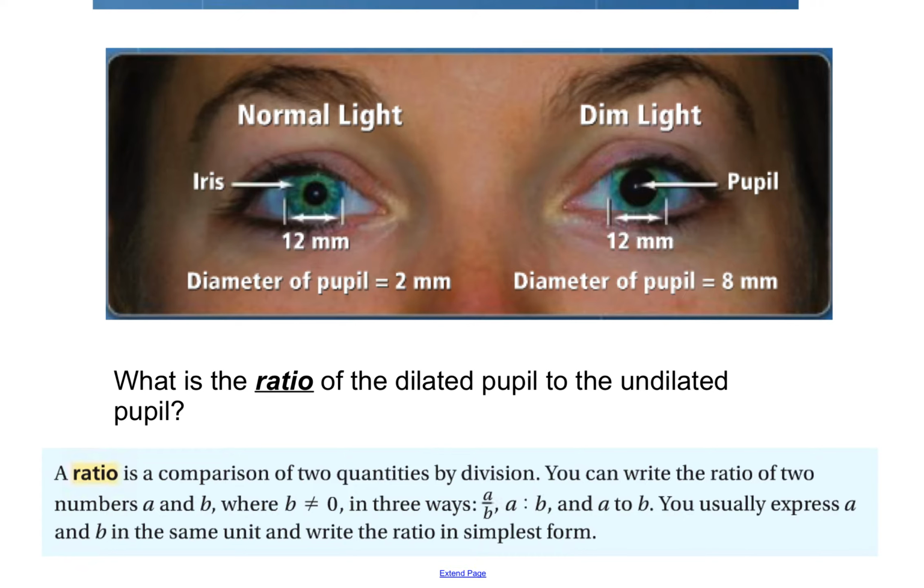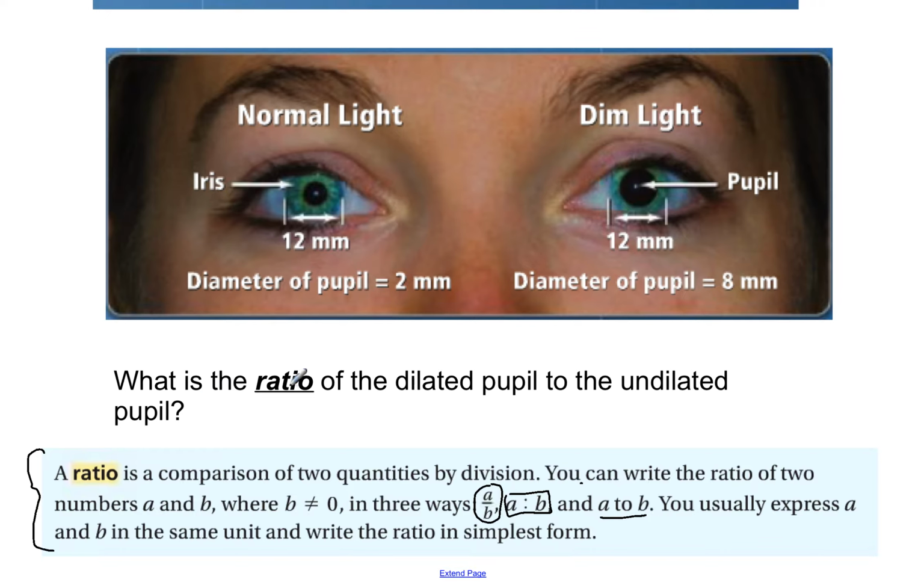You can write it as a fraction, which is what you're most accustomed to, a over b. You can write it with a colon, a:b, or you can write it out in plain English, a to b. Usually express a and b in the same unit and write the ratio in simplest form. So we would say millimeters to millimeters, or inches to inches, or yards to yards, or miles to miles. Okay, so let's write this definition down. Definition of a ratio. This needs to be in your notes. And when we talk about similarity a little later on, ratio will become clearer.